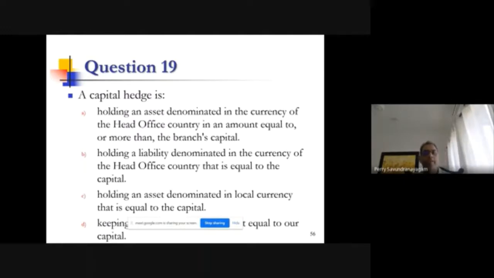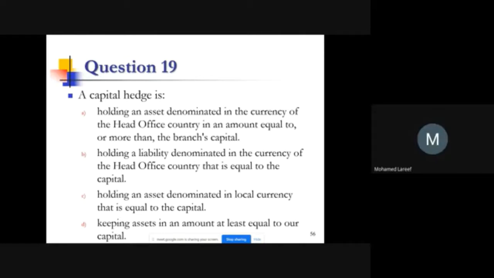Capital hedge. What is a capital hedge? Holding an asset denominated in the currency of the local office country in an amount equal to or more than the branch's capital. Holding a liability denominated in the currency of the head office country that is equal to the capital. Holding an asset denominated in the local currency that is equal to the capital. Keeping the assets in an amount at least equal to our capital.